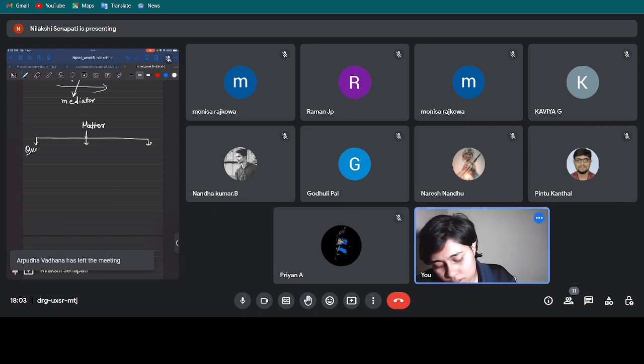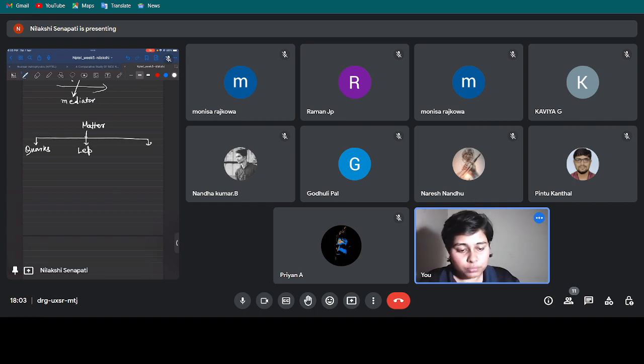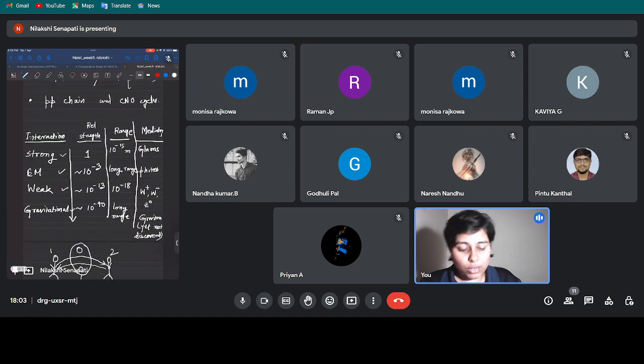One is quark, second is leptons, and third is bosons. And the mediators which I was talking about are nothing but the bosons.